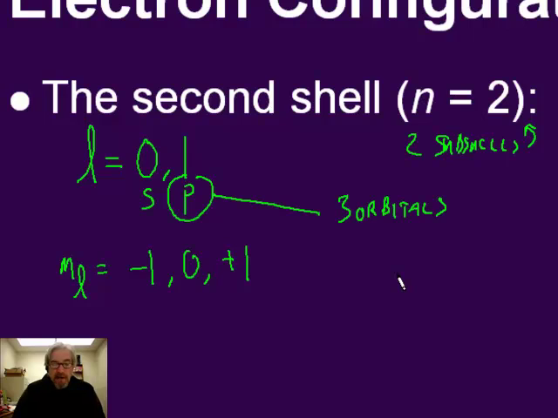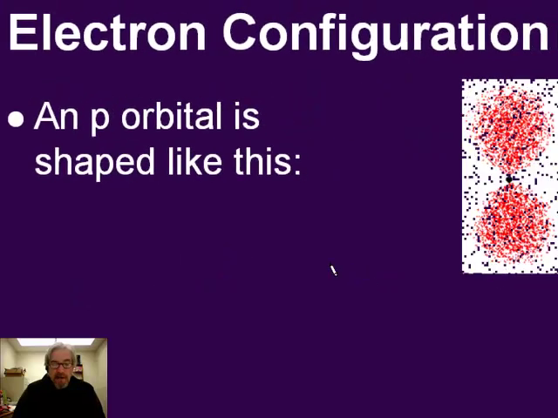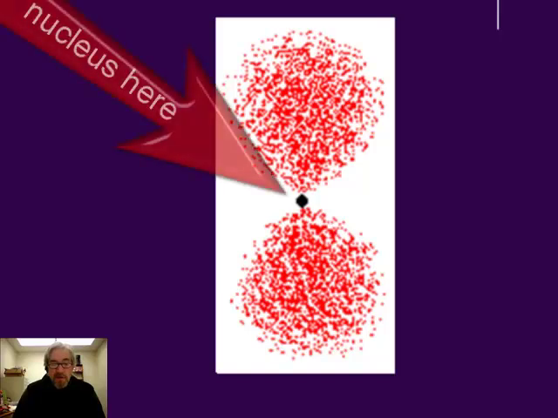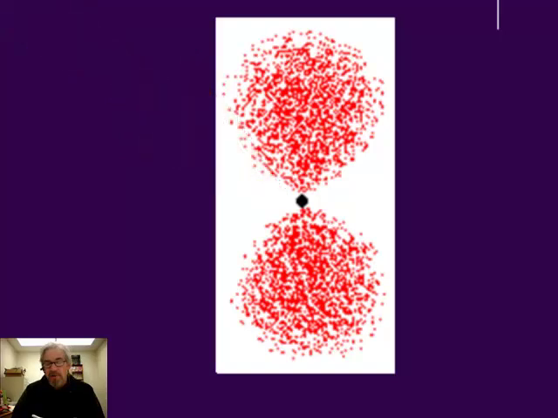Their shape is kind of like a dumbbell-shaped structure. In the center is the nucleus. It's centered on the nucleus just like an S is, but it has 2 regions, 2 zones for this orbital. Thinking about it as a bunch of specks, we see this picture.